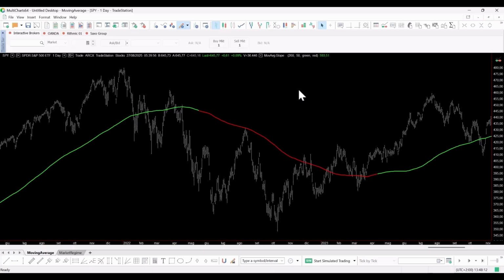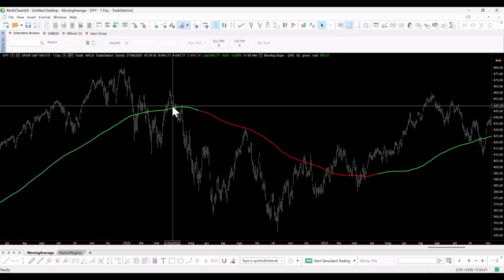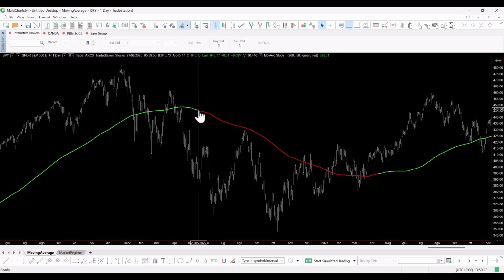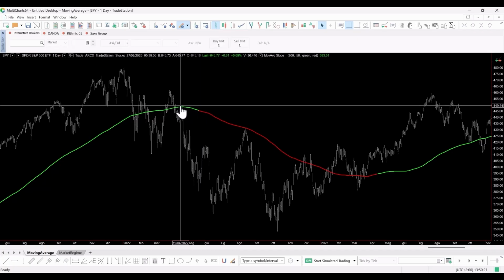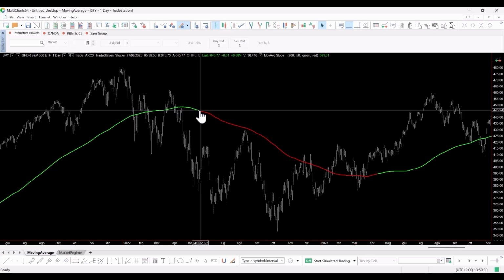Let me explain a bit better. What do I mean by slope? Let's try to understand this by looking at the moment when the moving average changes from green to red. Very simply, imagine drawing a line connecting the current value of the moving average to the value it had 50 periods ago. If this line has a negative slope, then from that point onward, we're in a bearish regime.